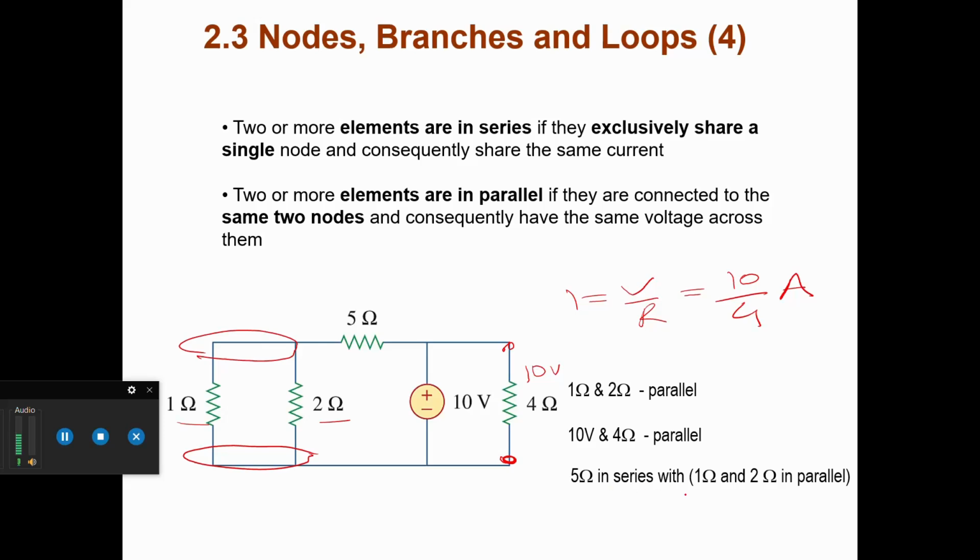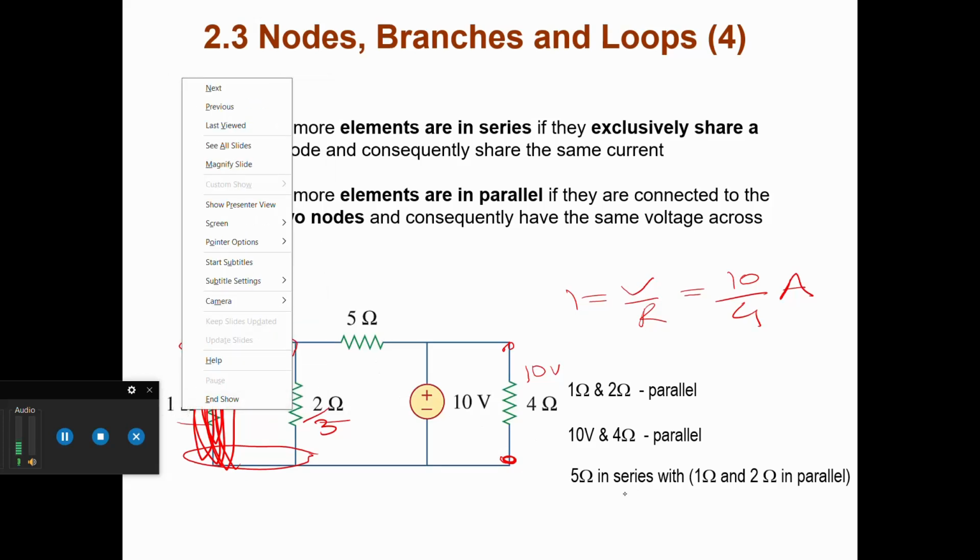And the 5 ohm is in series with the 1 and 2 ohm in parallel. So if we combine this 1 and 2 ohm, the equivalent resistance is R1 R2 divided by R1 plus R2, that is 2 divided by 3 ohm, which is in series with the 5 ohm resistance. That's why it says that 1 and 2 ohm in parallel are in series with the 5 ohm resistor.